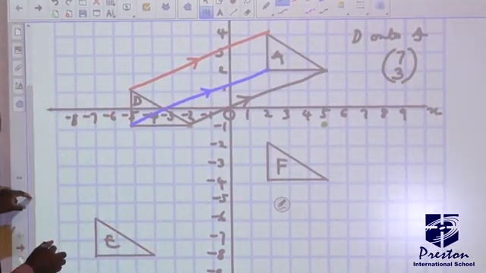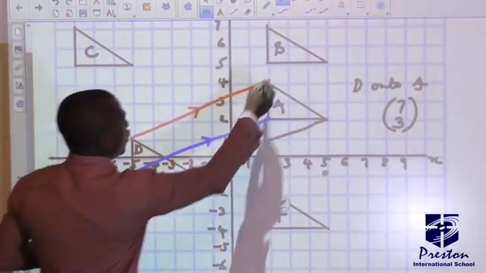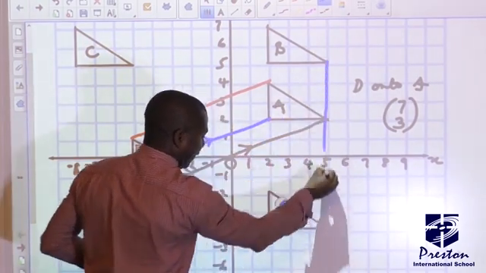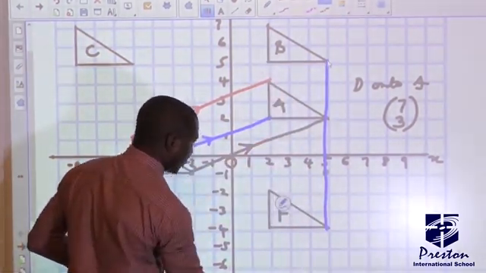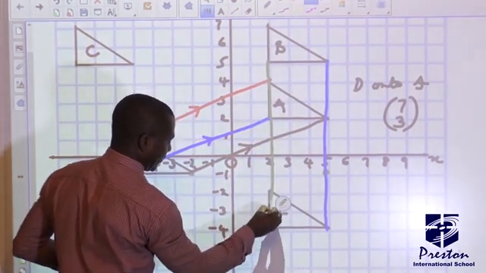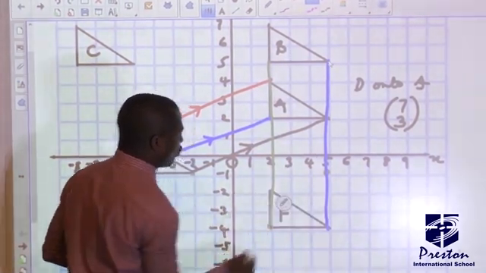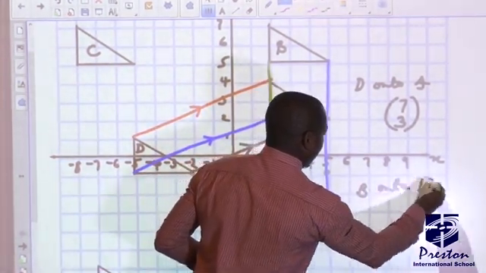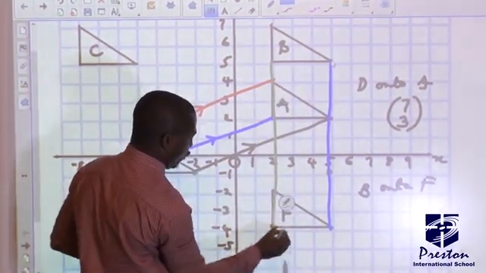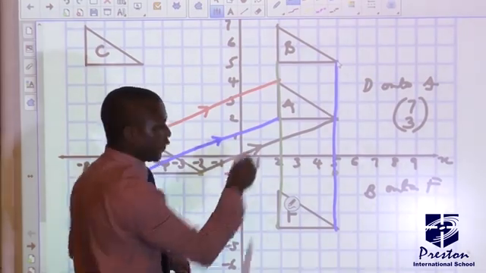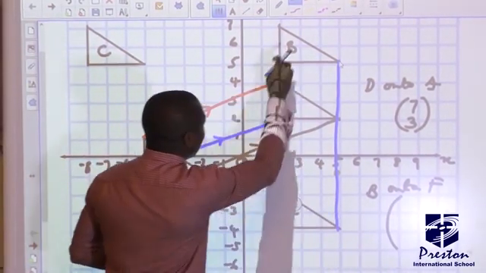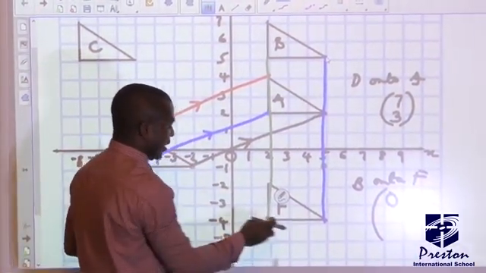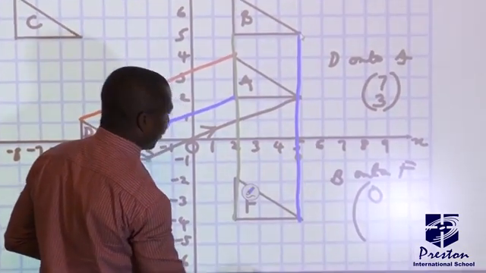Now this is the diagram. Now we want to take B onto F. Now you join B to F, join this to this. So look at the movement. B onto F. Now, if you look at this, there is no horizontal movement from B to F. So that means that along the x-axis, we have 0, since there is no movement to the right or to the left.